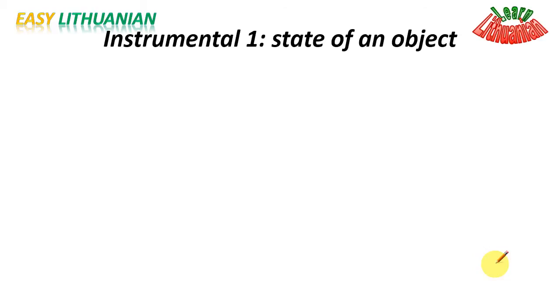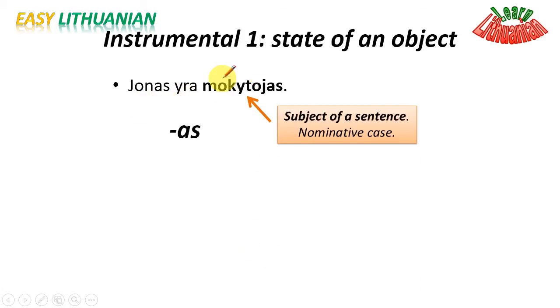Let's see what about the state of an object. For example, Jonas yra mokytojas. Jonas is a teacher. So this is the subject of a sentence, nominative case. This could be called the predicate, and as I said in the video about nominative case, nominative is used as the predicate. So Jonas is a teacher, you have to use nominative case.